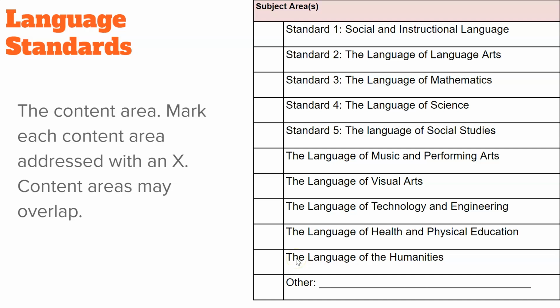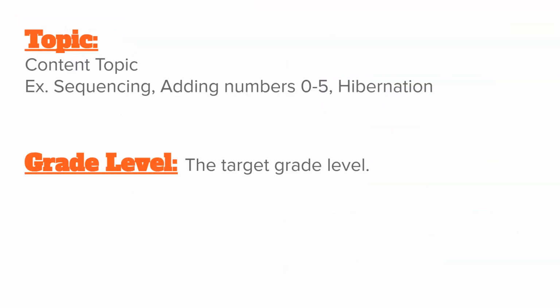So you're going to mark what subject area you're going to be working in. And you should really only mark one. So if your lesson is concise, if it's specific, you shouldn't be marking 2 or 3 subject areas. You should only mark one.